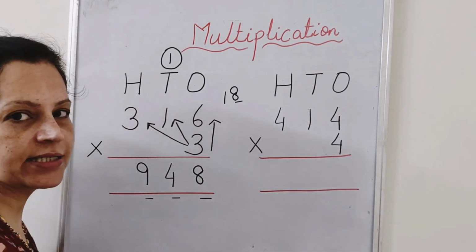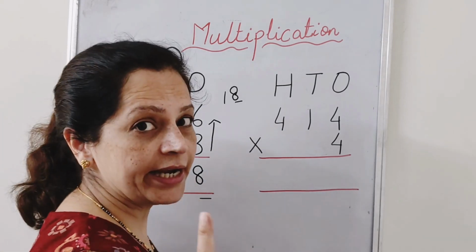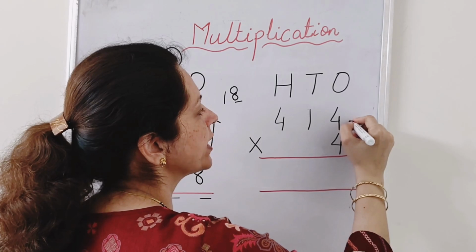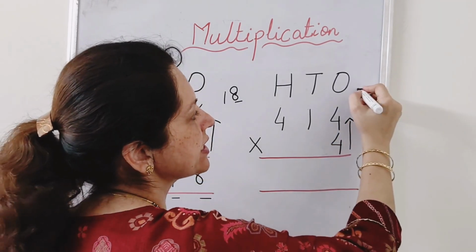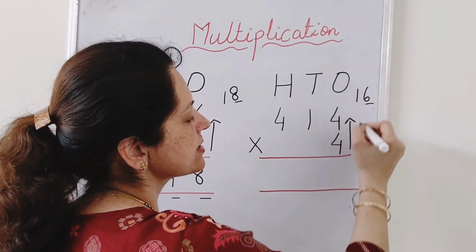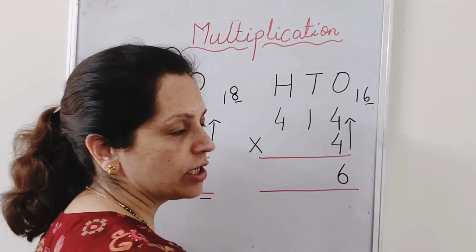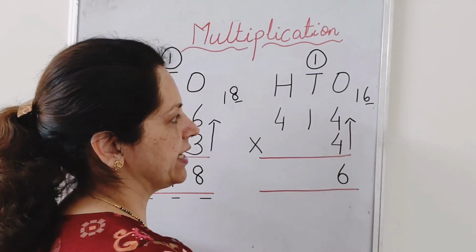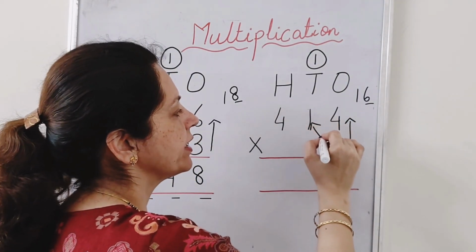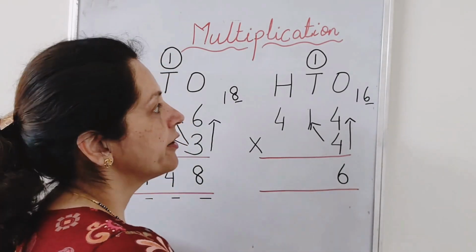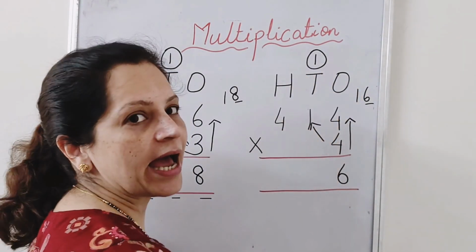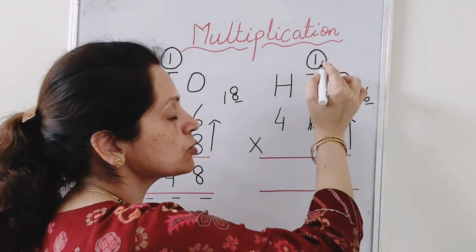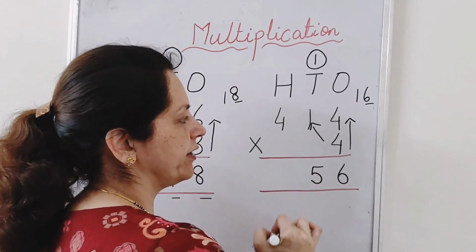Now let's see this example. Again, don't forget, start from the ones column. 4 times 4 is 16. 6 write in the ones column and 1 carried over to the tens place. 4 times 1 is 4. Children, remember there is a 1 which is carried over. So 4 times 1 is 4 plus 1 is 5.